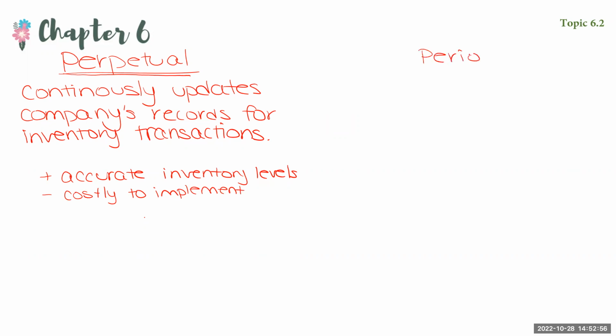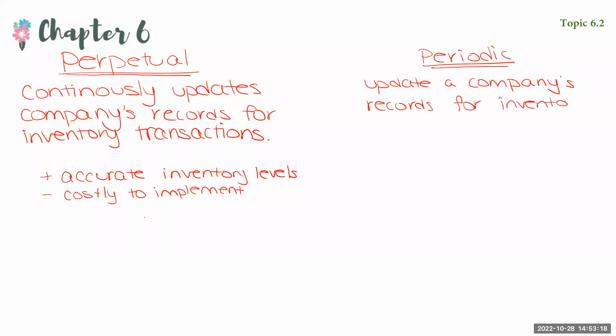The other inventory system is called periodic. You can probably guess that this one will update the company's accounting records for inventory at the end of the period.